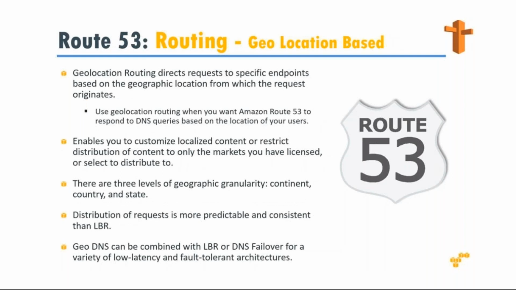So geolocation based. Geolocation routing directs requests to specific endpoints based on the geographic locations from which the request originates. Use geolocation routing when you want Amazon Route 53 to respond to DNS queries based on the location of users. It enables you to customize localized content or restrict distribution of content to only the markets you have licensed or selected to distribute it to. There are three levels of geographic granularity: continent, country, and state.